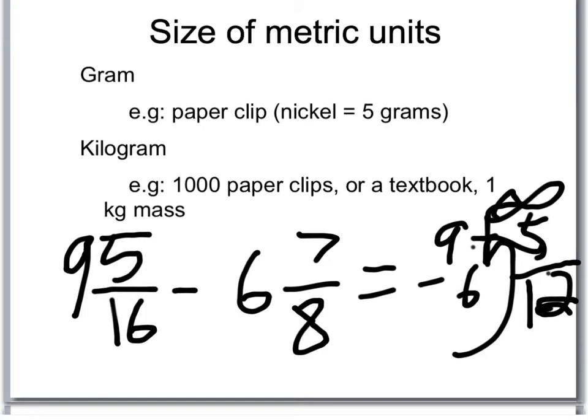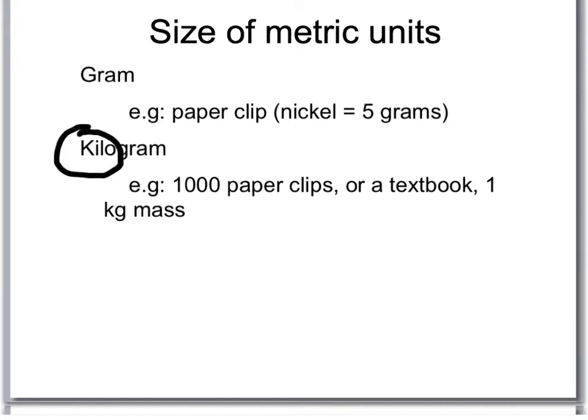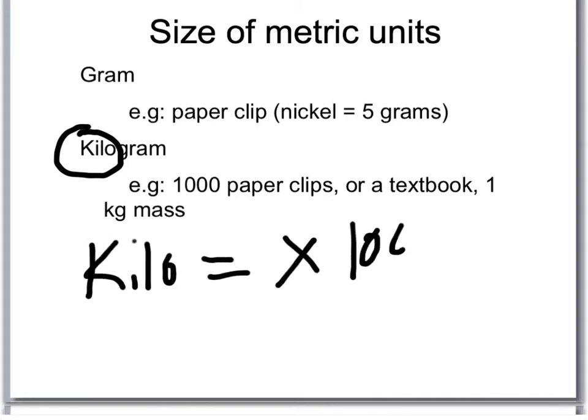Kilogram is about 1,000 paper clips. In fact, that's what kilo means. Whenever you see kilo, that means times 1,000. So a kilo of anything is 1,000 of that thing. If you have a textbook nearby, pick it up. That's about a kilogram. And tomorrow in class, I will pass around a kilogram mass so everybody can really feel what a kilogram is like. So you can really experience that tomorrow in class. Otherwise, pick up a book and you'll come pretty close.